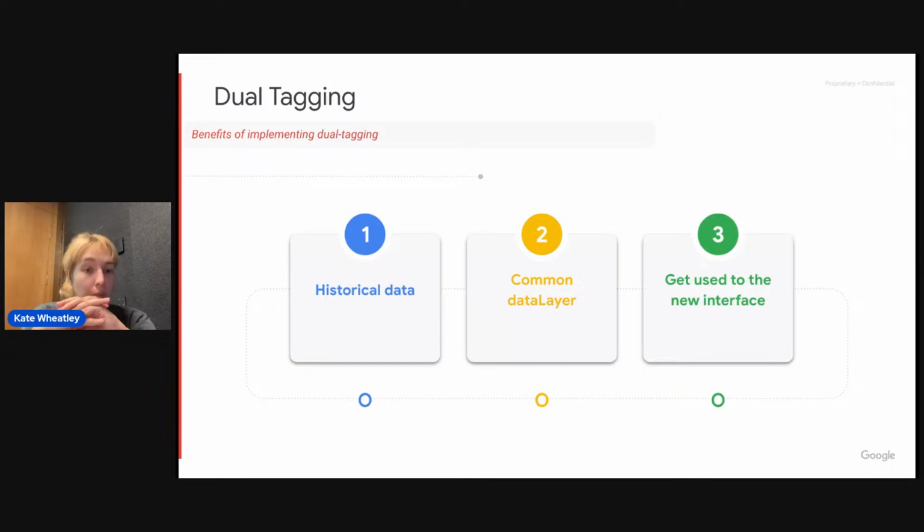Benefit 2 is you can use a common data layer. So if you've already got a data layer on your site, that is amazing news because you can just use that to set up your GA4 tags. And provided you don't need any more events, then there's no more development required. You can just go into GTM, make all your tags with that existing data layer.